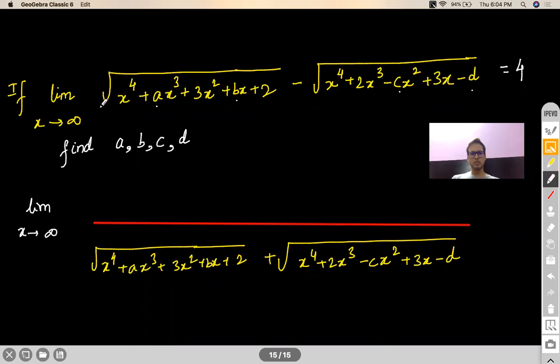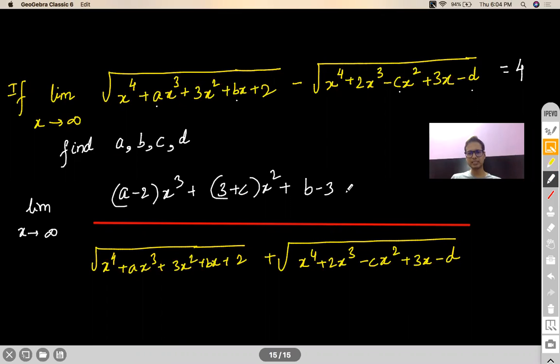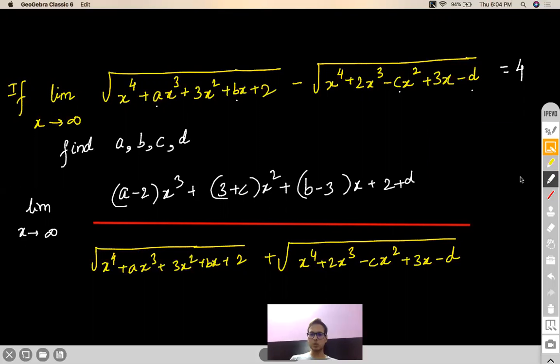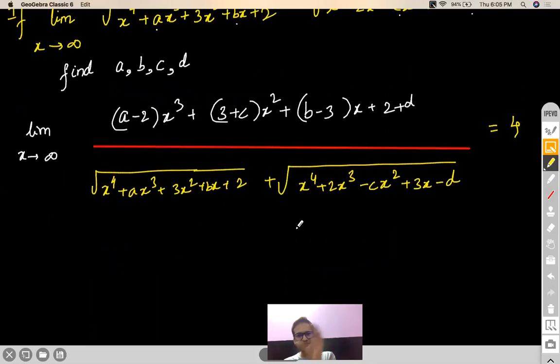Okay. So in the numerator, what will happen? x to the power 4 will be cancelled and you'll be left with a minus 2 x cube. Correct me if I'm wrong. Then you'll be left with 3 plus c x square. Then you'll be left with b minus 3 x and 2 plus d. Now this answer is given to us as 4. 4 can only appear when the numerator effective degree and the denominator effective degree are the same.